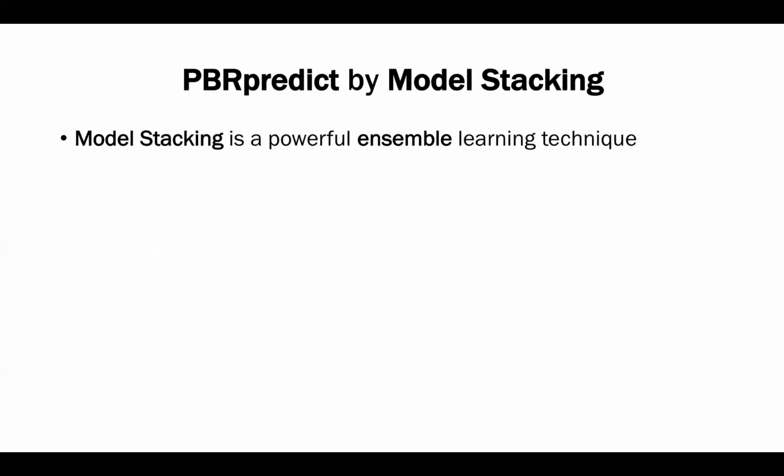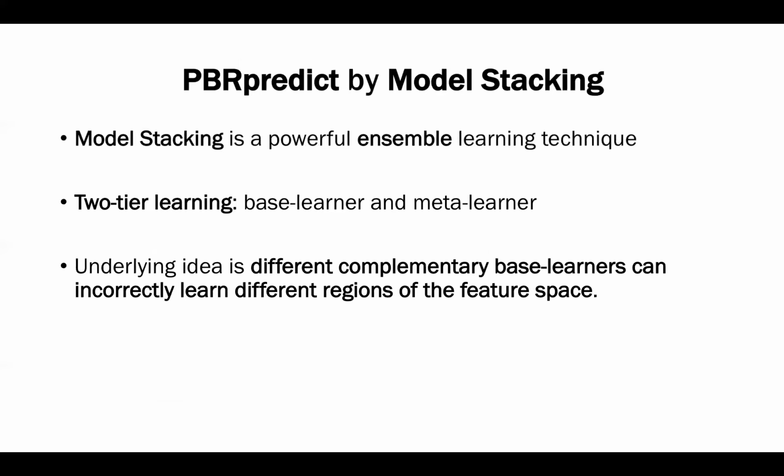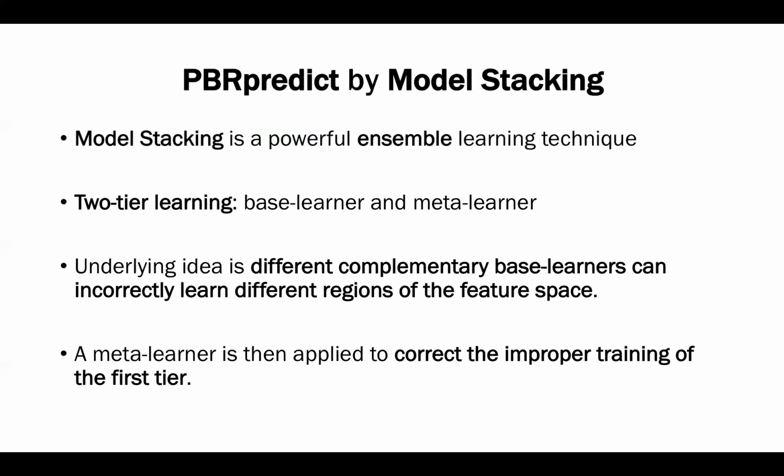Here is the machine learning part, where we used model stacking. Model stacking is a powerful ensemble learning technique. It's a two-tier learning: the first tier involves base learners, and the second tier is the meta learner step. The underlying idea is that different complementary base learners can incorrectly learn different regions of the feature space, so a meta learner can be applied on top of that to correct the improper training of the first tier.